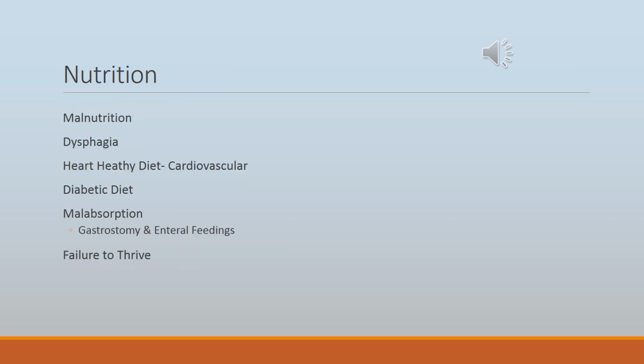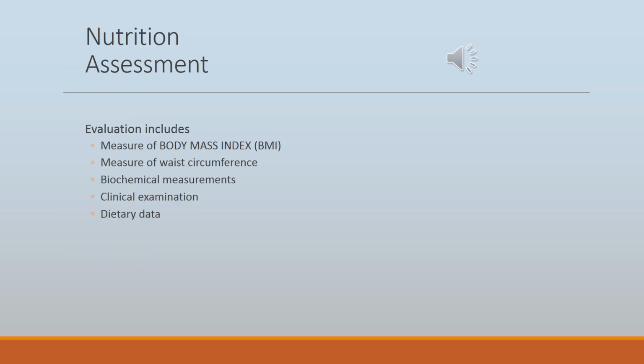The concept nutrition has the exemplars malnutrition, dysphagia, heart-healthy diet, which is cardiovascular, diabetic diet, malabsorption with its gastrostomy and enteral feedings, and failure to thrive. Nutrition is important to maintain health and to prevent disease and death. When illness or injury occurs, optimal nutrition is essential for healing and for resisting infection and other complications.